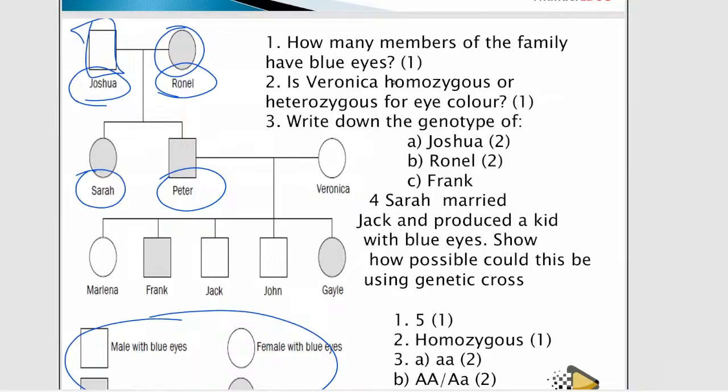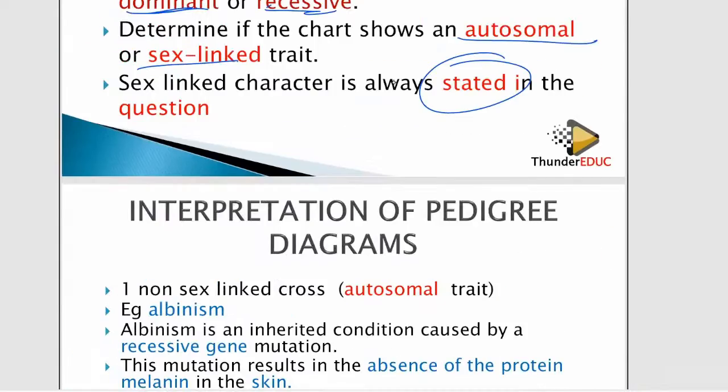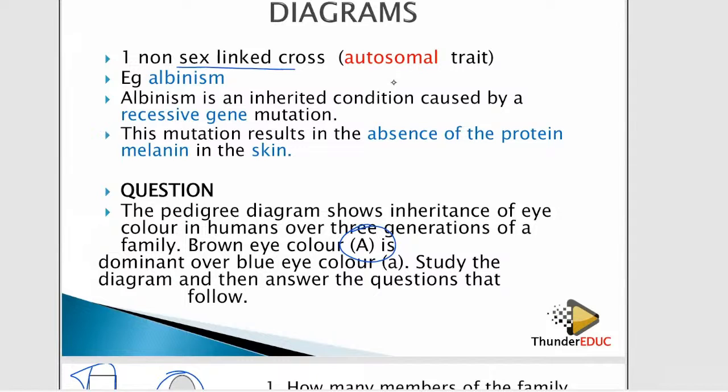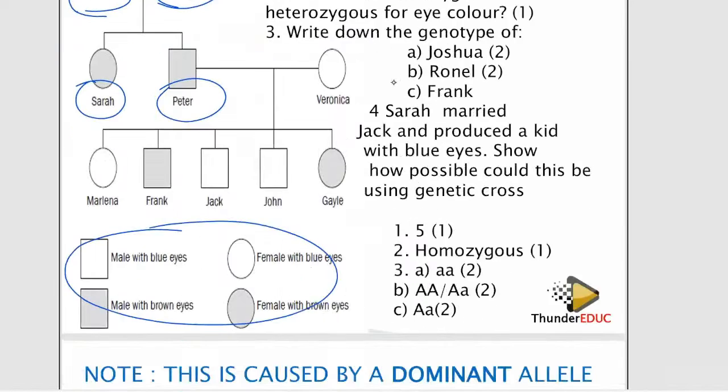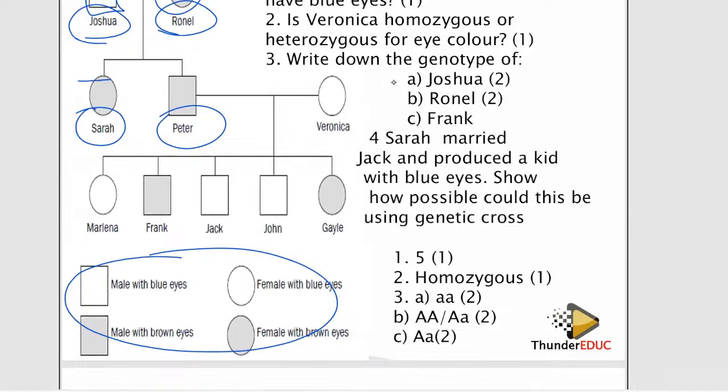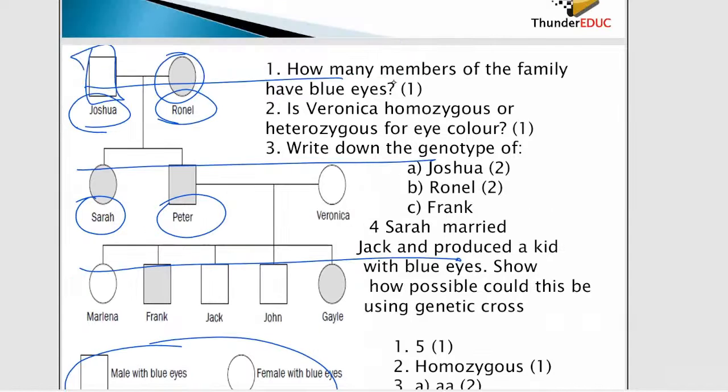Then when we continue to our distinction material book, they are saying that you need to know whether it's sex-linked or not sex-linked. So here they're saying that an example of an autosomal trait is albinism. They're saying that albinism is an inherited condition caused by a recessive allele. They have mentioned it. Mutation. The mutation results in absence of the protein melanin in the skin. They're saying that the pedigree, so they give you the example. So that is it. How many generations? We see 1, 2, 3. You see, those are 3 generations.